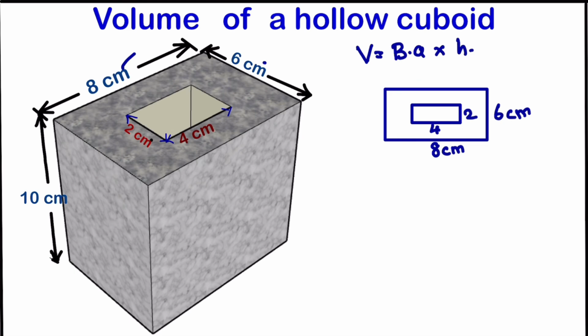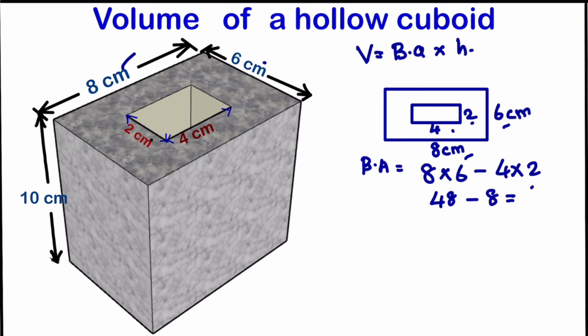So if we want to calculate the base area, the base area will be the area of the big rectangle, which is 8 times 6 minus the area of the smaller rectangle, which is 4 times 2. So 8 times 6 will give us 48 minus 8. 4 times 2 is 8. If we subtract it, we are going to have 40. So now we have the base area, which is 40 centimeters square.